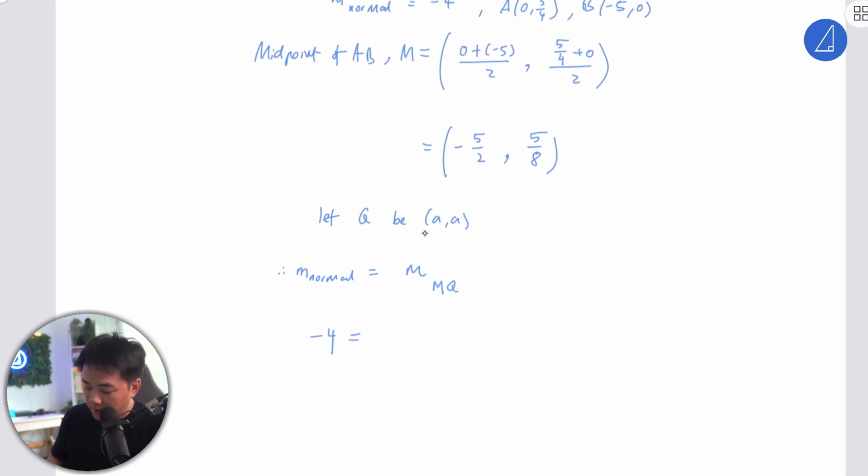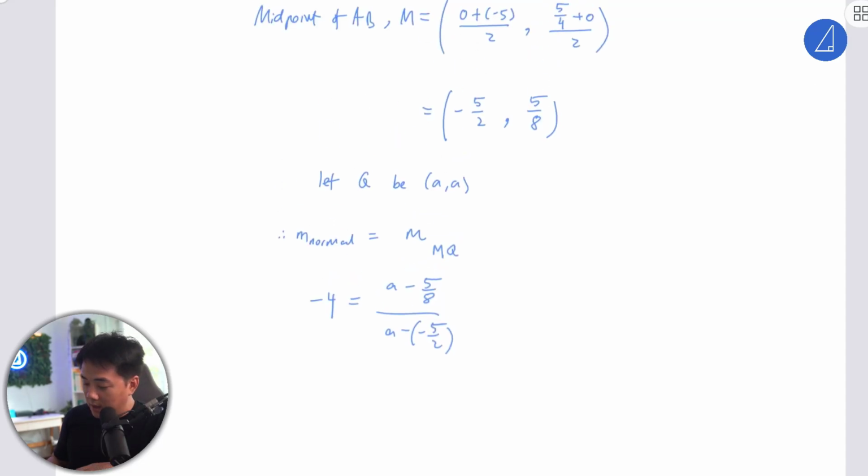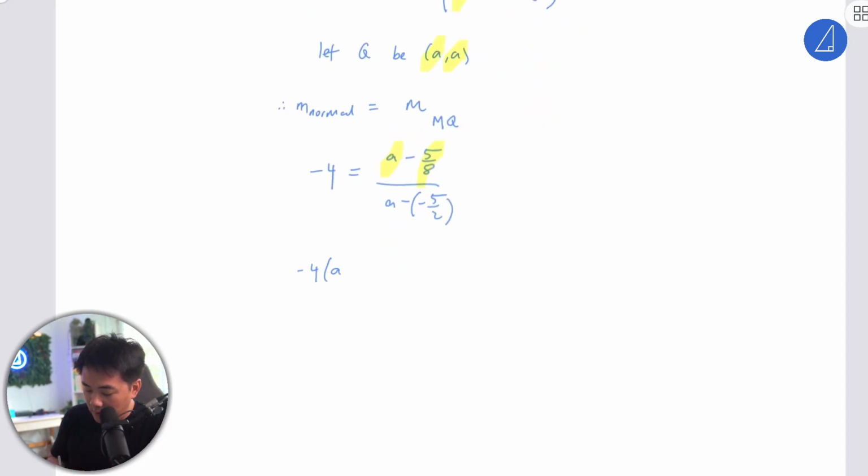So this is negative 4. I'm going to take A. The gradient will be y1 minus y2 over x1 minus x2, so A minus 5 over 8 over A plus 5 over 2. That's it. So then we just multiply both sides. This will be negative 4 times (A plus 5 over 2) equals A minus 5 over 8. Okay, that's that. That will be minus 10.